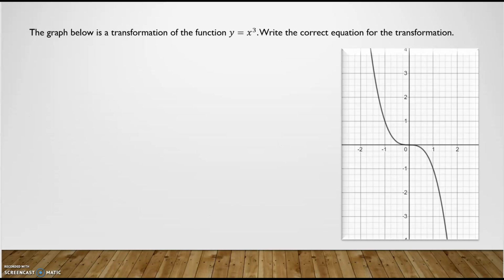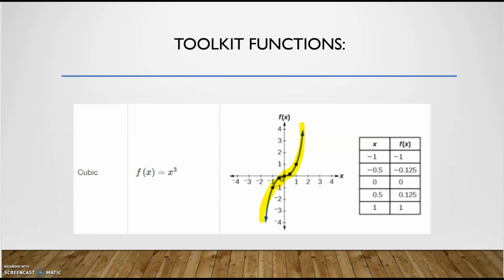The graph below is a transformation of x cubed. We would already know that because we know the basic shape of x cubed, or we should. Write the correct equation for the transformation. Okay, so the graph you see there is a transformation. If we looked at the original graph, which would be, let's see, somewhere back here. There it is right there. Okay, notice it looks like it's opposite from what we have.